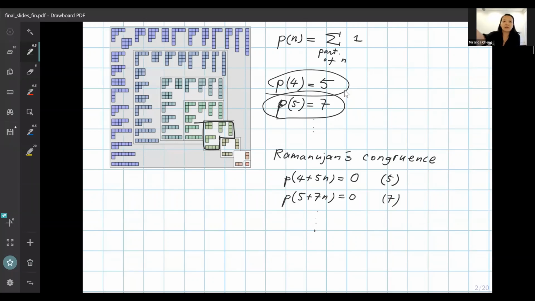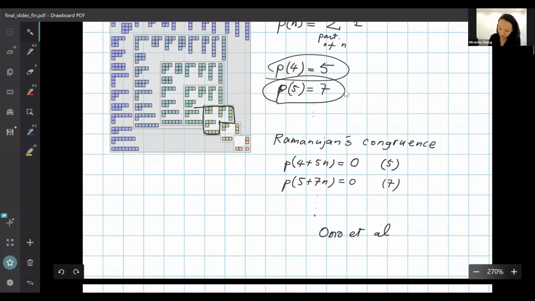And in fact, there are more of such congruences, and they are actually tied to the modularity property, as we will see later, and more congruences can be read in the papers by, for instance, Ken Ono. That's much later, of course, than Ramanujan's time.